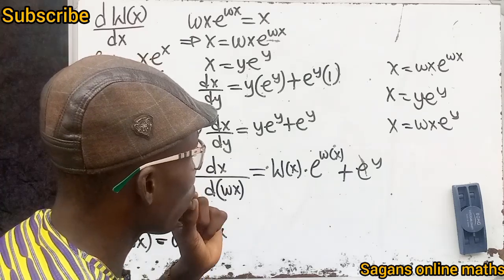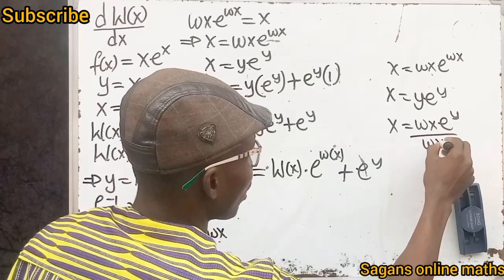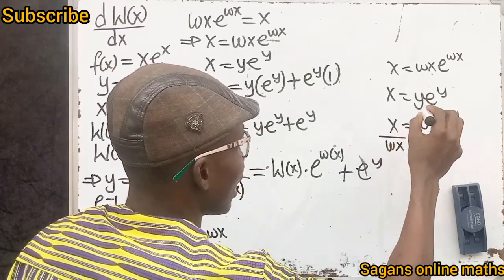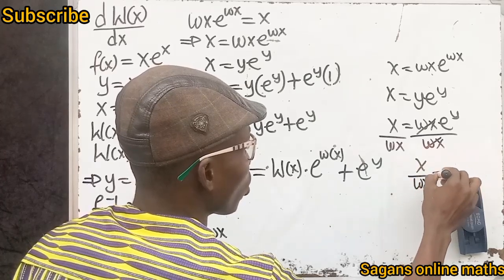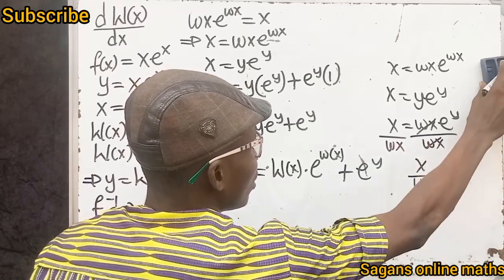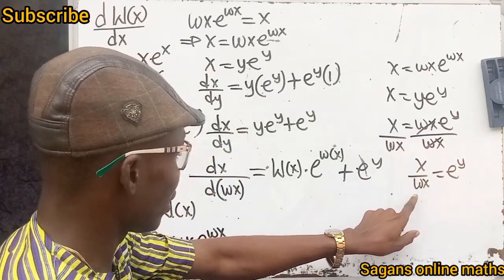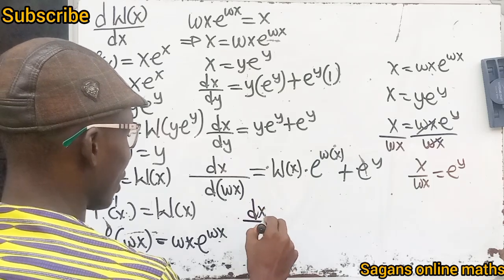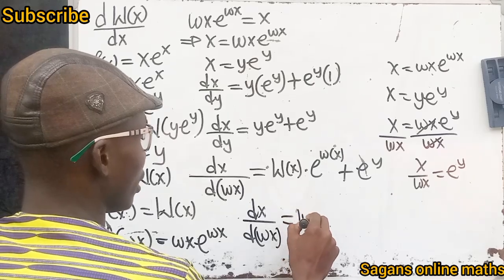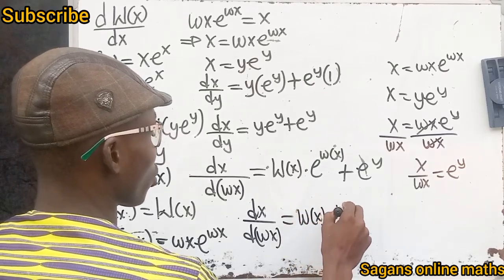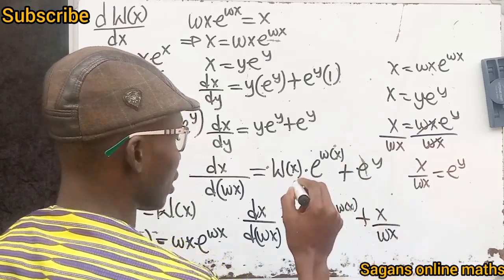Now for us to make this the surgery formula, we divide both sides by the derivative function of x. Now this will cancel out this. We will now see that x divided by the derivative function of x is equal to e to the power of y. Wow, this is amazing, right? So now we see that x over the derivative function of x is equal to the derivative function of x multiplied by e to the power of the derivative function of x, plus x divided by the derivative function of x.